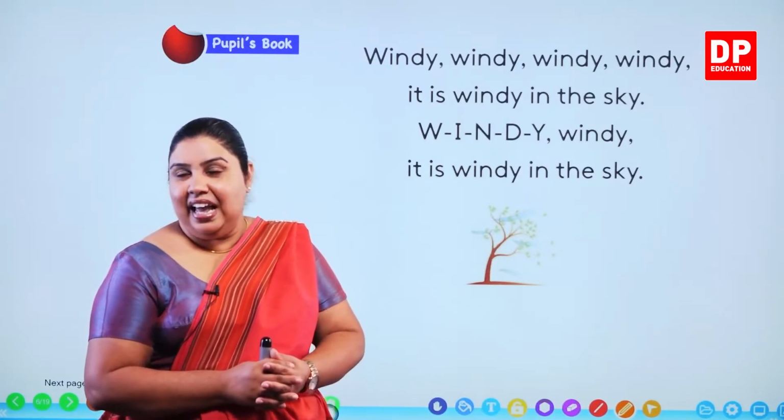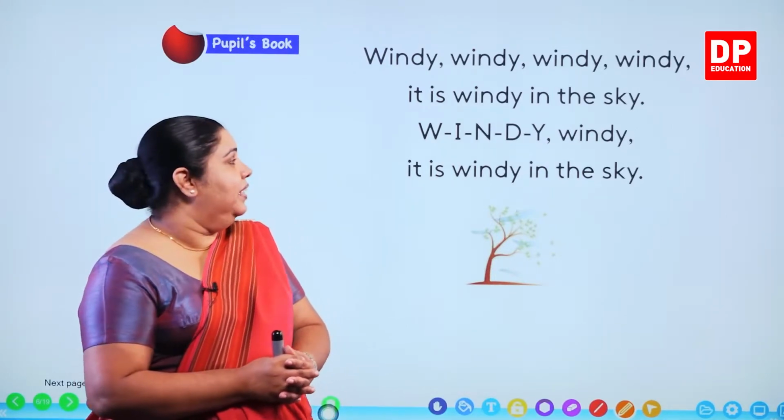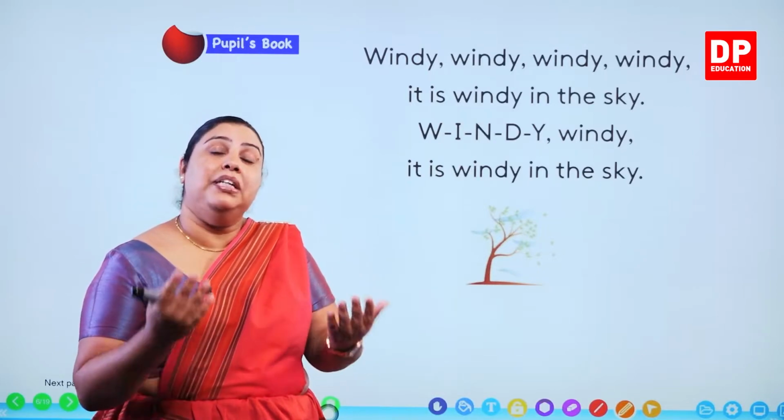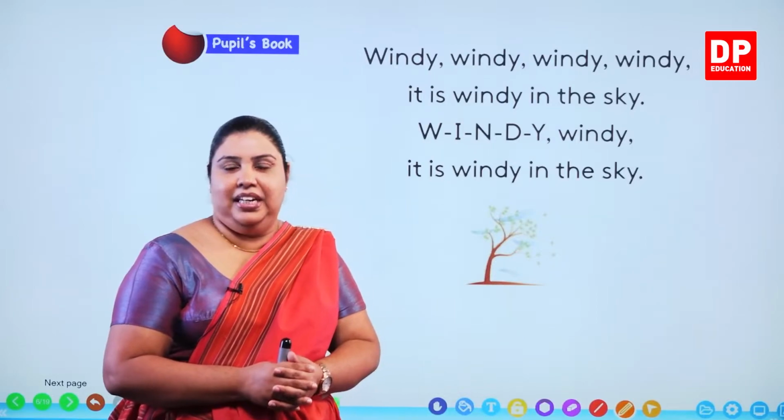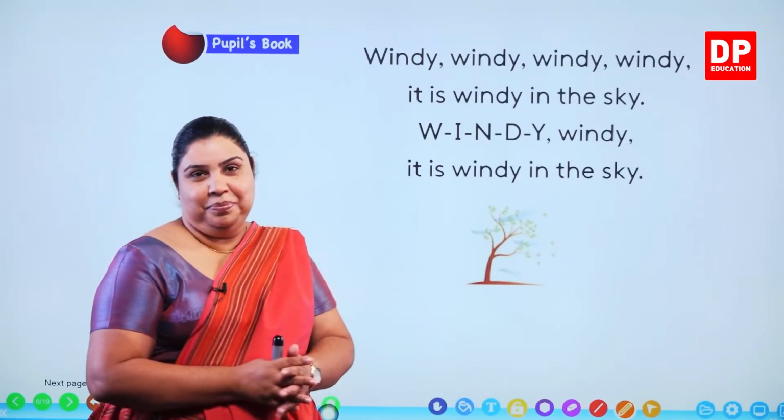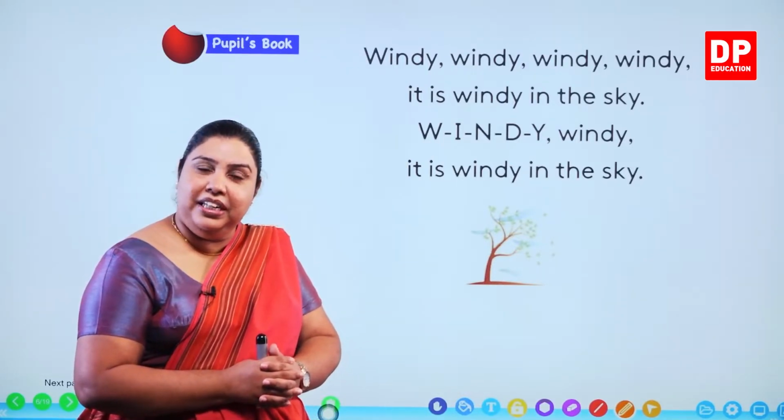The wind doesn't have a color. The wind cannot be seen. But how do we know that it is a windy day? Look at the picture. How do we know that it is a windy day?